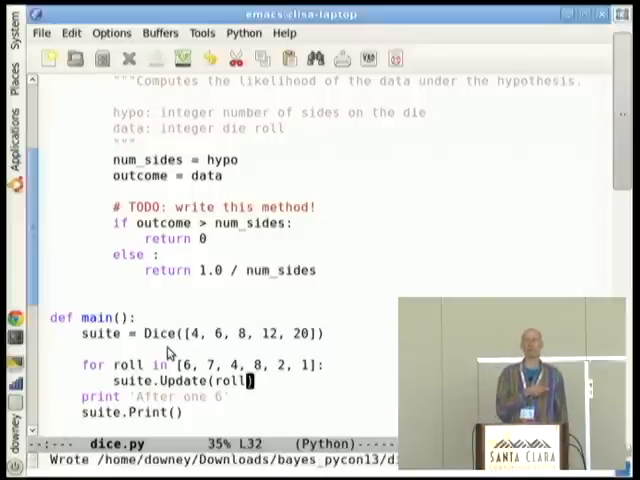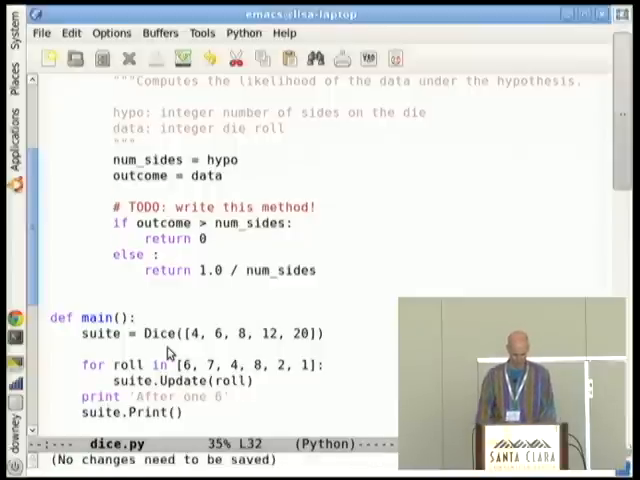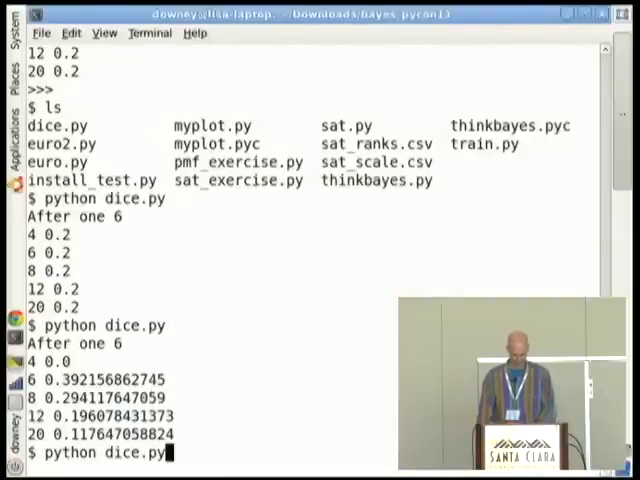Now, I'm going to cheat slightly here. I don't remember exactly what the rolls were, but as long as I've got six of them and as long as the largest one is eight, it doesn't actually matter what the other ones are. And let me run it.